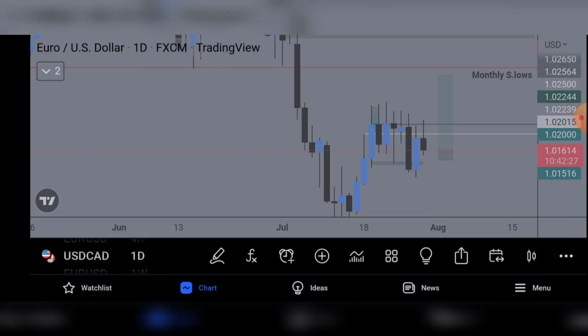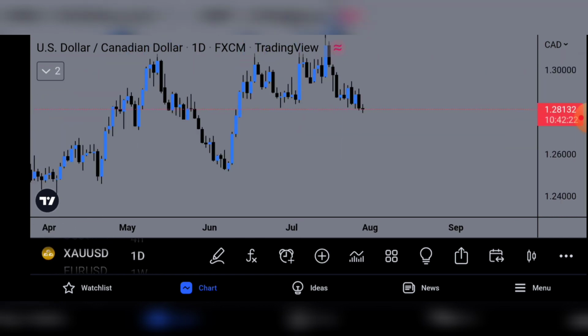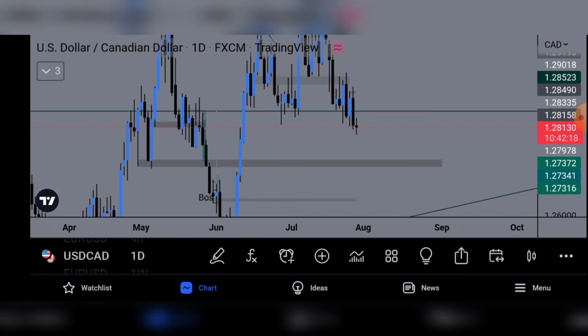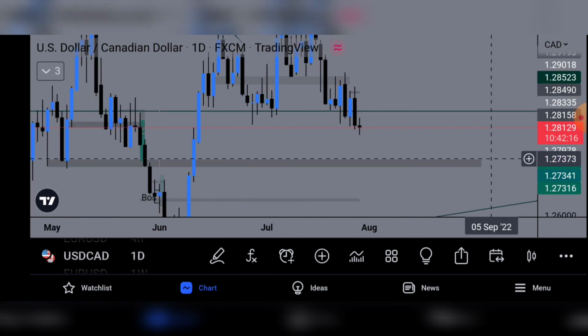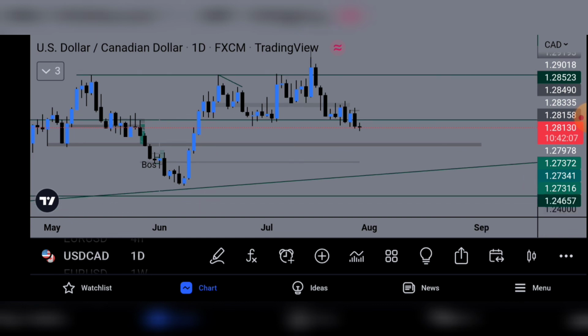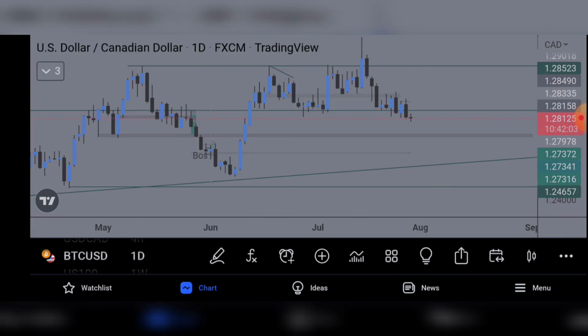So going over to USD CAD. Nothing much. I'm expecting price to go lower. With the dollar index and everything, my bias is bearish. Lately USD CAD has not really been going as planned, but it's cool. Then talking about Bitcoin.